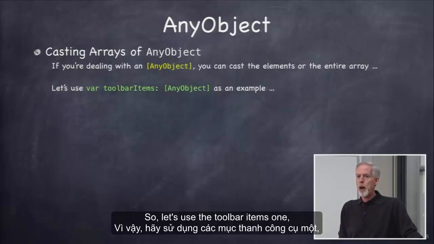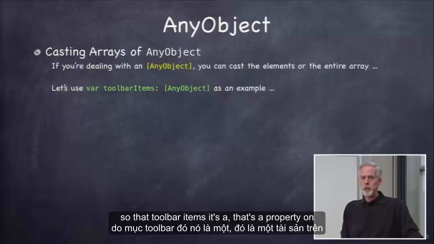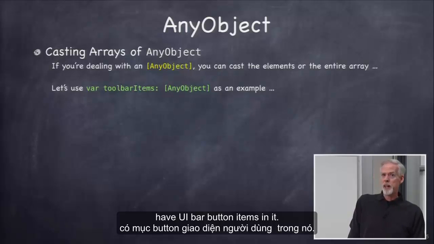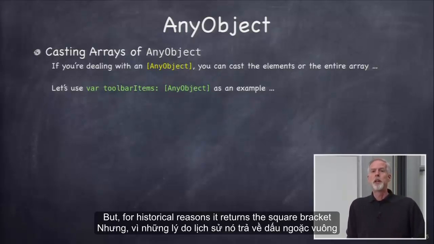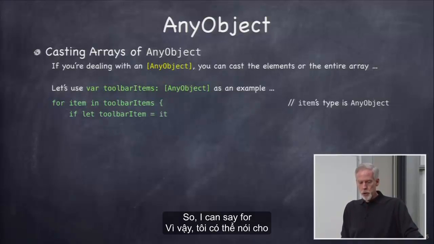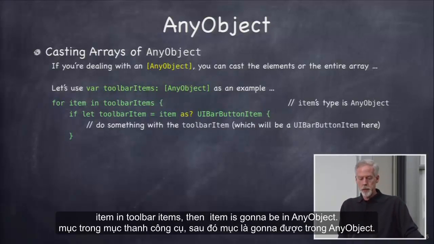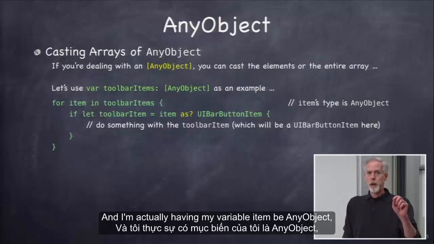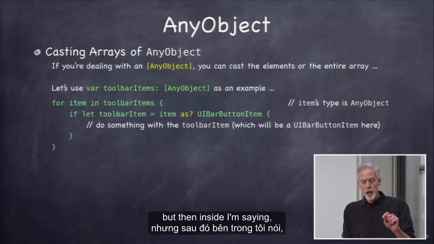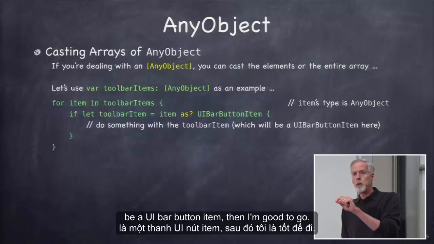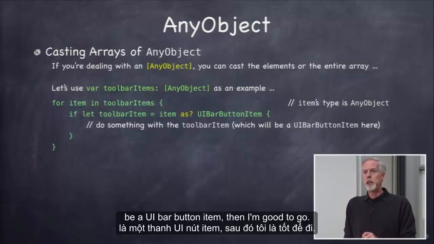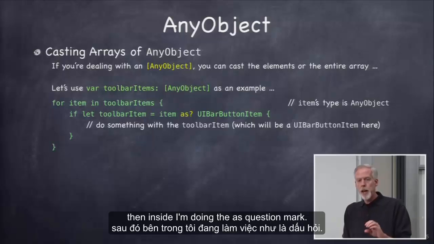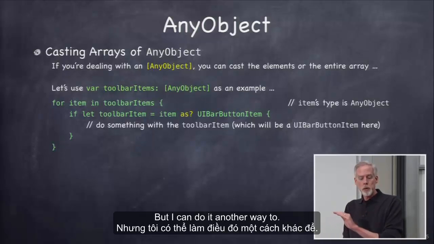So let's use the toolbarItems one. That's a property in UIViewController, and it returns an array that's going to have UIBarButtonItems in it, but for historical reasons, it returns the square bracket of AnyObject. So I can say for item in toolbarItems, then item is going to be an AnyObject. So I'm enumerating those AnyObjects, and I'm actually having my variable item be AnyObject. But then inside, I'm saying if I can let toolbarItem equal item as? UIBarButtonItem, then I'm good to go. So you see how I'm enumerating this array of AnyObjects, and then inside I'm doing the as question mark.